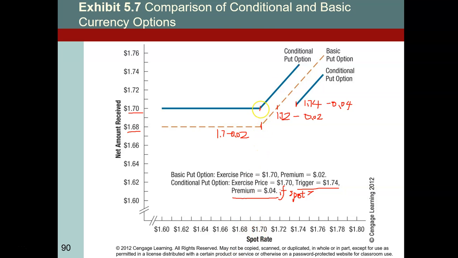And if the spot rate is lower than 1.7, anything below 1.7, we would rather exercise the put option and sell at 1.7. So we receive 1.7. Okay, so this is basic versus conditional options.